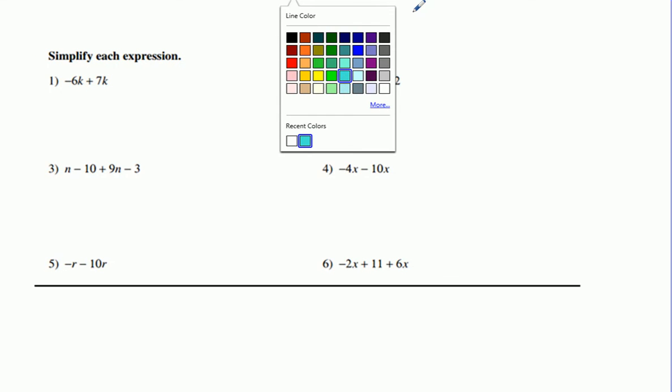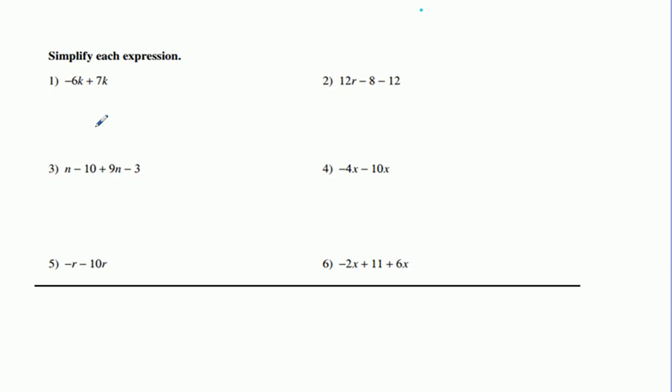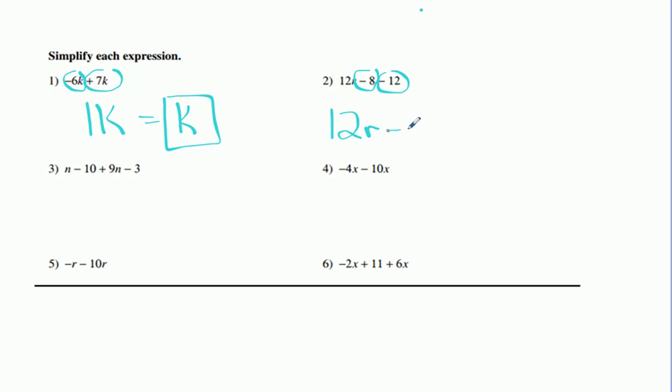All right, hope you're back. Here we go. So we're simplifying these expressions. Again, like terms. I got negative 6 and a positive 7, which makes 1k. I could also just write k as my answer because technically these are the same, so it's up to you how you want to write it. This 12r does not have any like terms, so I'm just going to write 12r, but these two are alike. A negative 8 and a negative 12 makes negative 20.